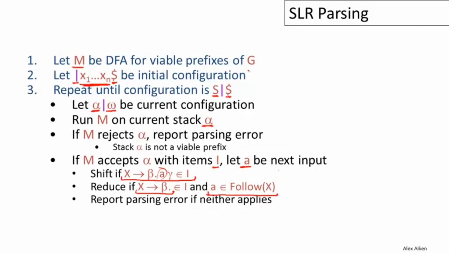Now, one interesting thing about this algorithm, if you read it carefully and think about it for a while, you'll realize that this step is actually not needed. We don't need to check here whether M accepts the stack or not. Because this step down here, where we report a parsing error if neither of these steps applies, already implies that we will never form an invalid stack, that our stacks will always be viable. The parsing errors will be caught at this line, and we won't pollute the stack with symbols that can't possibly result in viable prefixes. So in fact, this error check here is not needed. M is always going to accept the stack.